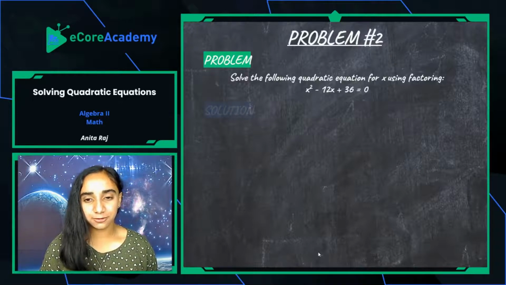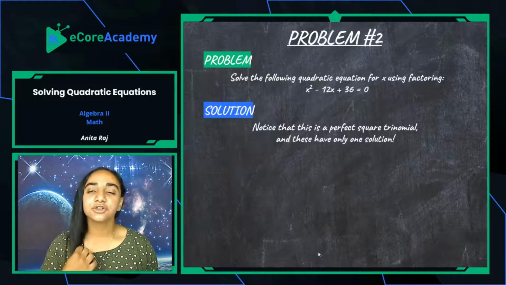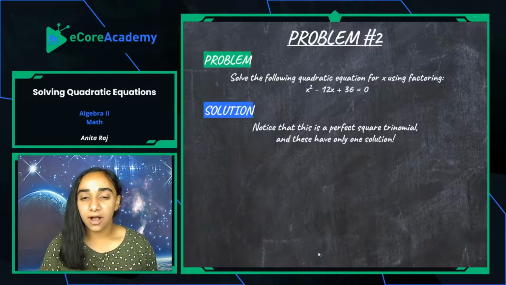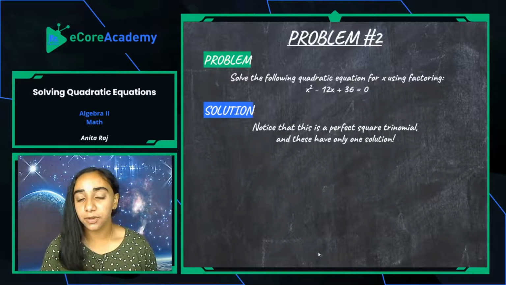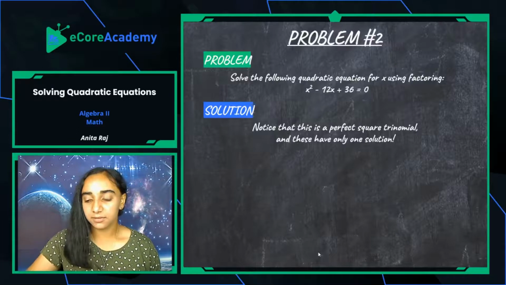Okay, hopefully that was enough time for you to either pause the video or just come up with an answer. Notice that this is a perfect square trinomial, and these have only one solution. So remember, your perfect square trinomials are in the form of a squared plus 2ab plus b squared equals, let me just write it up here.